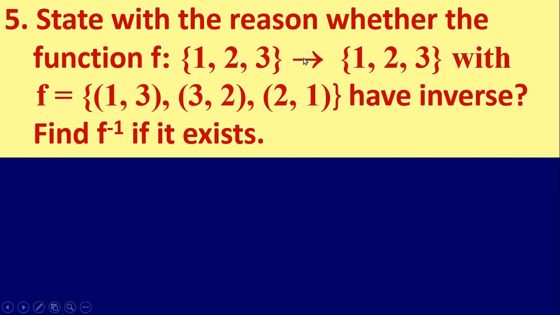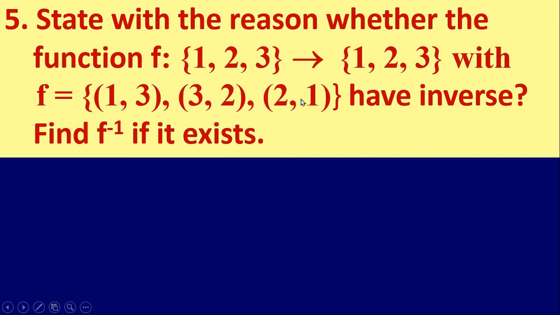So next problem, state with the reason whether the function f from {1, 2, 3} to {1, 2, 3} with f = {(1,3), (3,2), (2,1)} has inverse. Find f inverse if it exists. Now here it is given f is {(1,3), (3,2), (2,1)}. So you have to verify whether it is invertible. If it is invertible, you have to find f inverse.